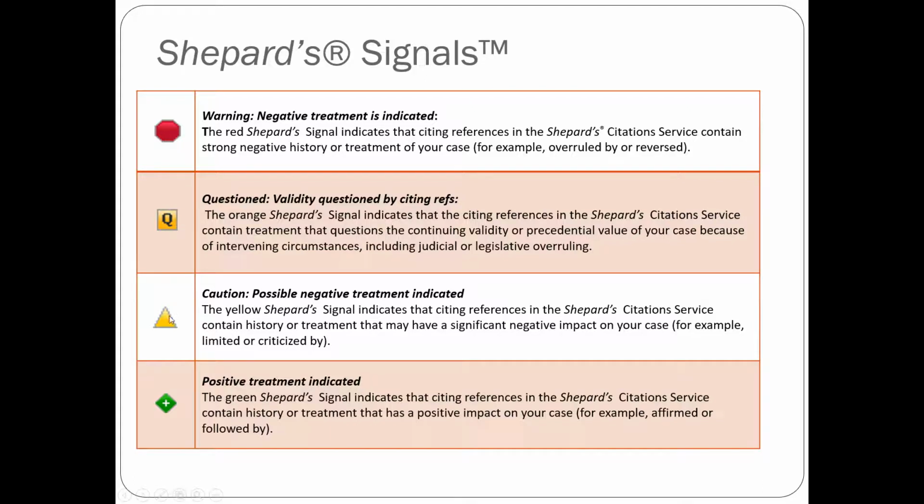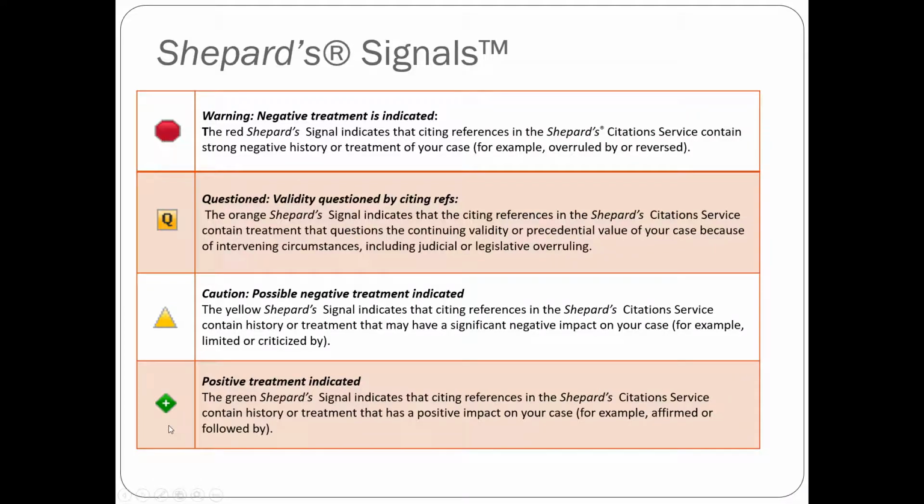Okay, you're going to see mostly these yellow yield signs, meaning there is history that may negatively impact your case, like limited, criticized. But you could technically still use it. For these yellow ones, you always want to go and see what cases are limiting or criticizing or somehow negatively talking about your case. If they're outside of your jurisdiction, you don't give a care about them. But if they're in your jurisdiction and there's a lot of them, you might want to think twice, or maybe the law has somehow evolved and you have to take note of that.